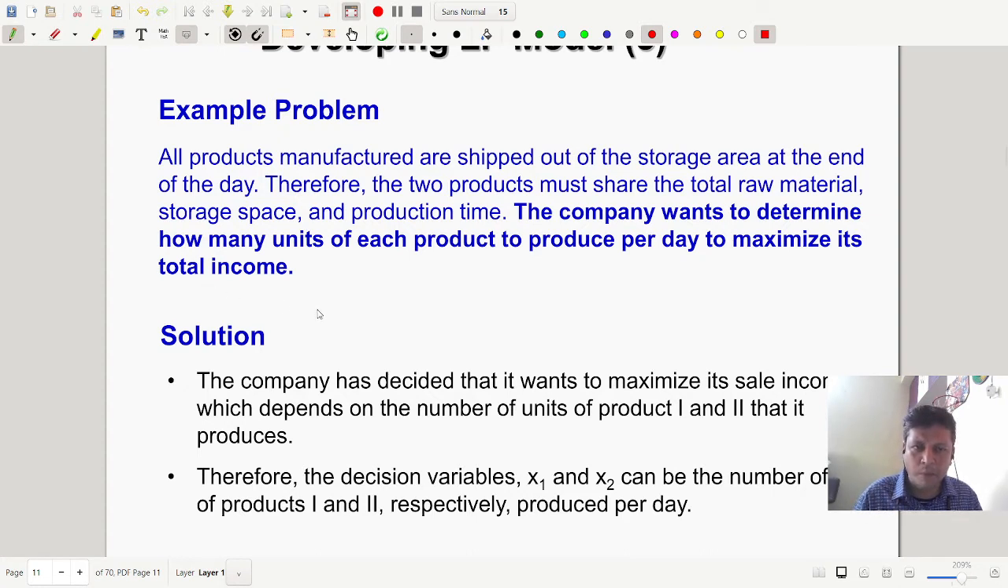That is the objective of the problem. So you have to identify the objective of the problem. The company wants to determine how many units of each product to produce per day to maximize its total income.